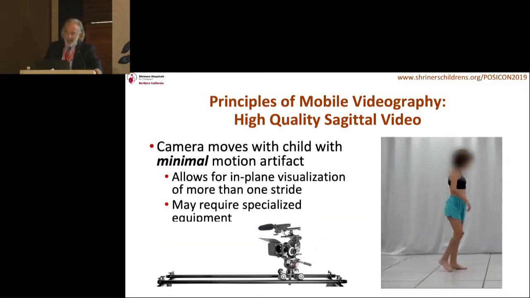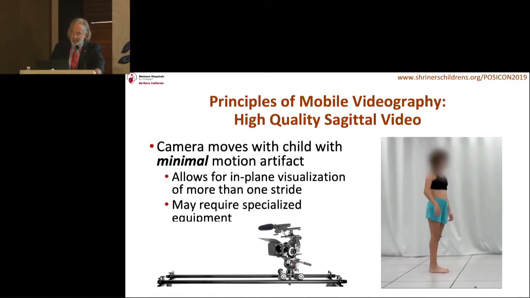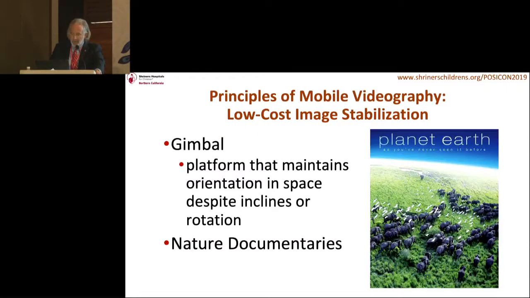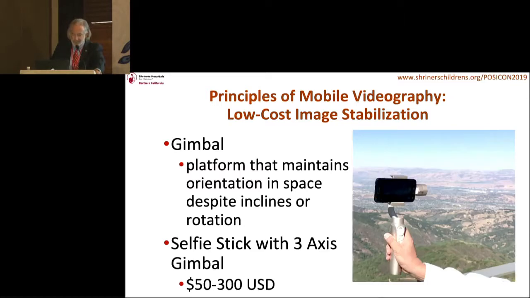In the gait lab, we have cameras on trolleys that improve this problem, but this is expensive and inconvenient. Now, thanks to low-cost image stabilization, it is easier than ever to get good quality video, and this involves the use of a gimbal, which is a platform that maintains its orientation in space despite inclines or rotations. Most of us have seen gimbals in nature documentaries like Planet Earth, where the gimbal is attached to a helicopter. Gimbals are also used in drones for geopolitical and personal reasons.